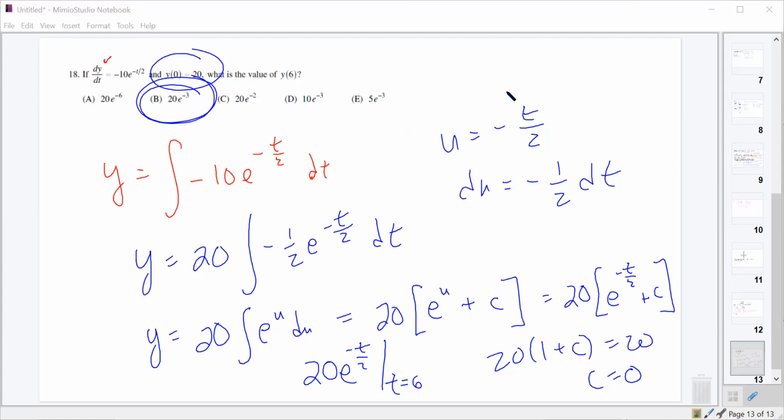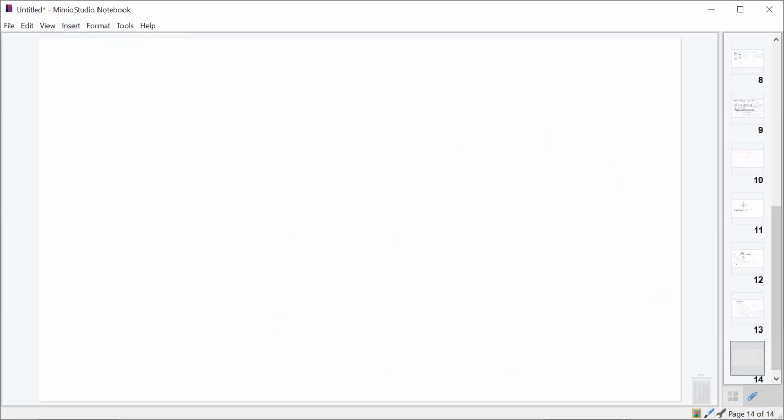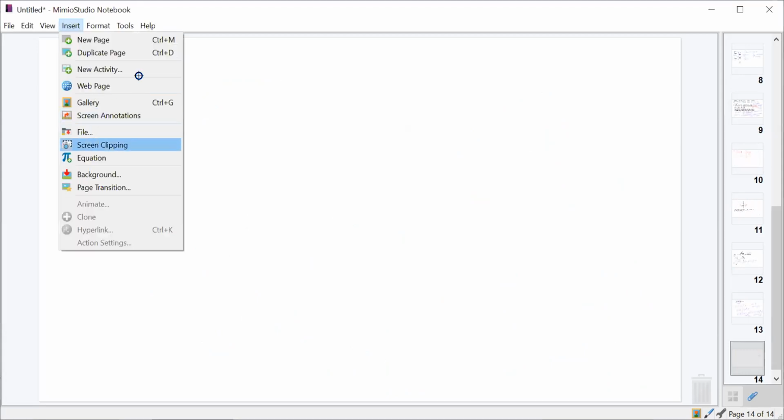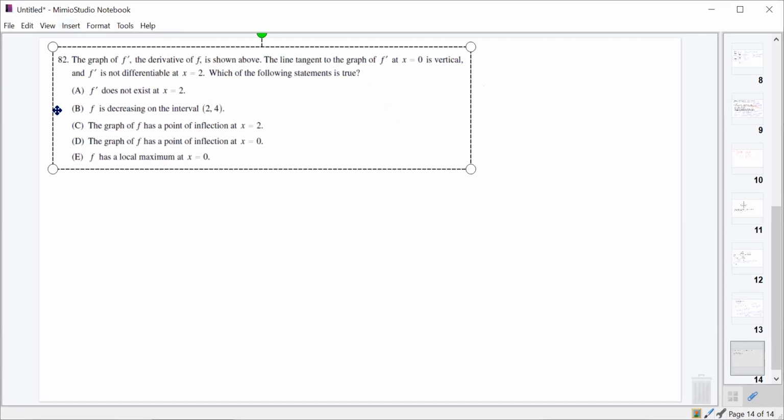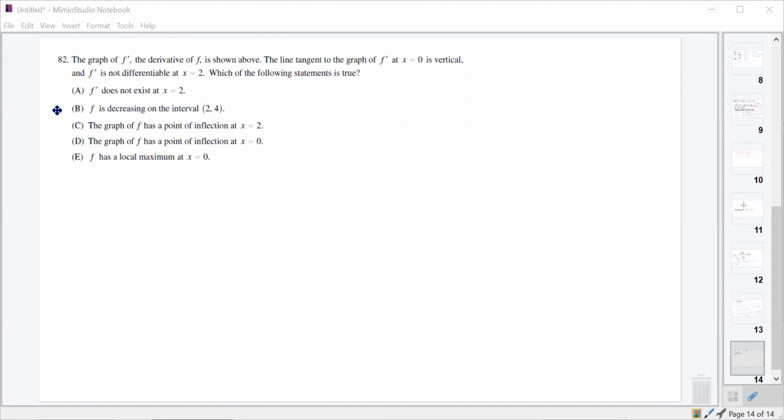All right, next one will be number 82 from that same test. Lots of questions from that test, huh? All right, so we got, I didn't get the graph. Let me get the graph. It'd be tough to do this problem without the graph.